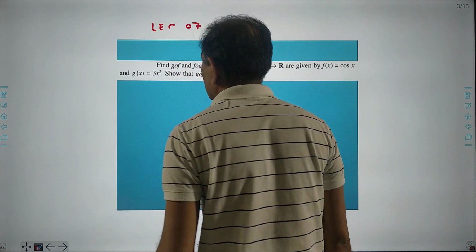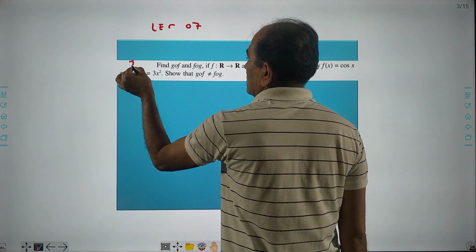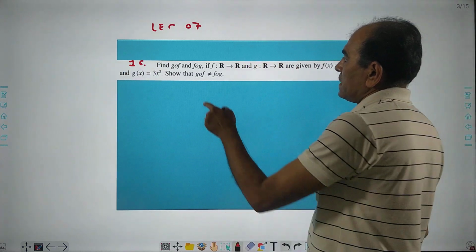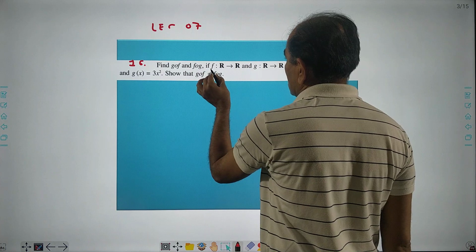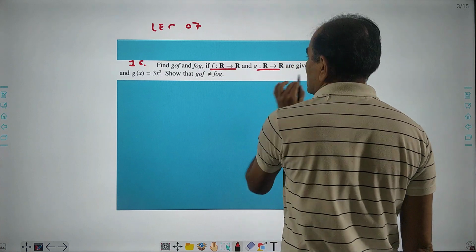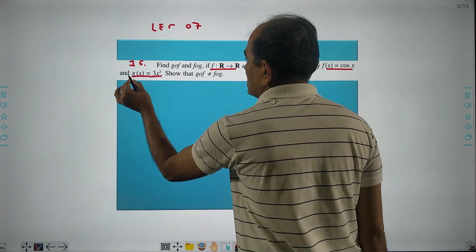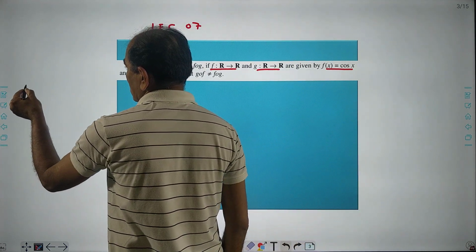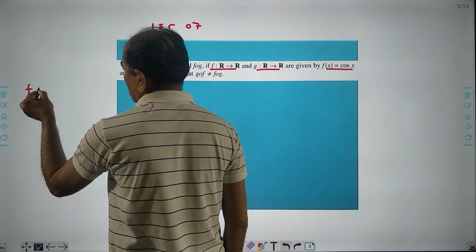This one is nothing but illustration number 16. Find g of f and f of g if f is from R to R and g is from R to R, given by f(x) is equal to cos x and g(x) is equal to 3x squared. Let us recall the definition of composition of two functions.